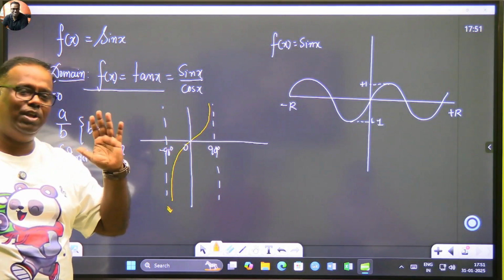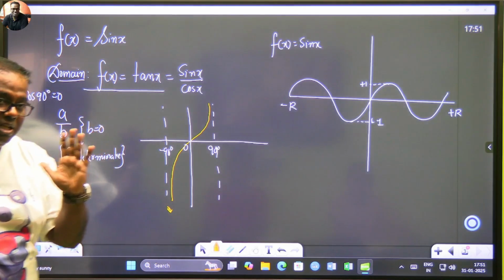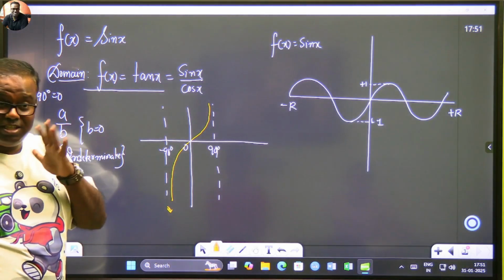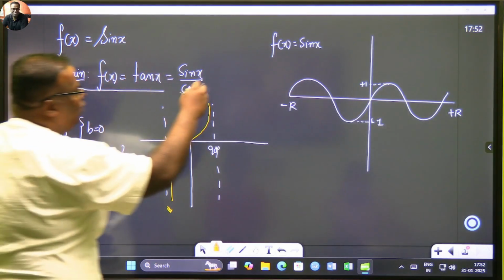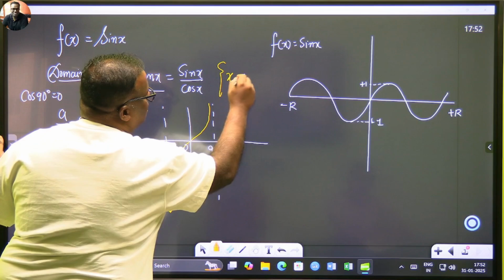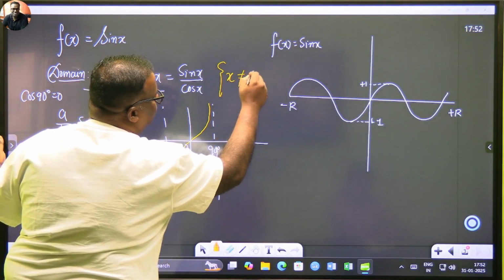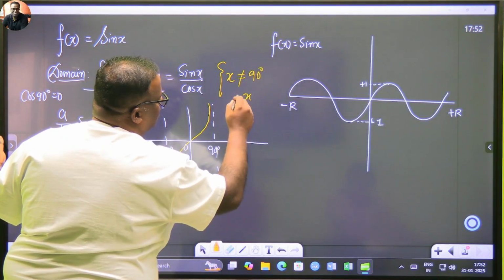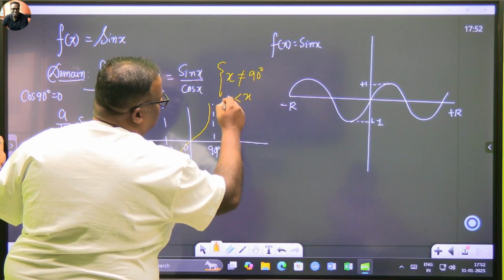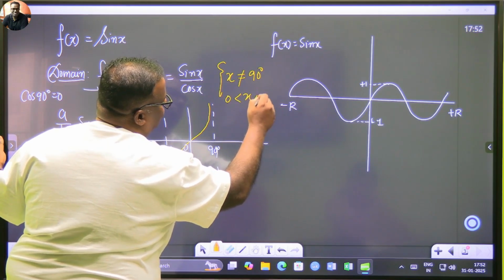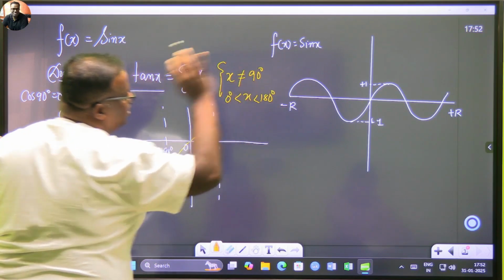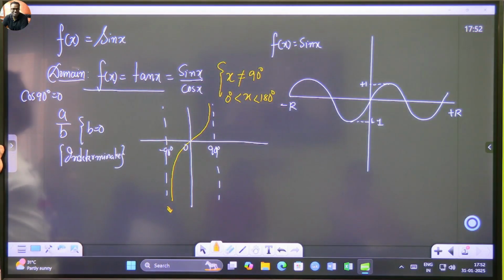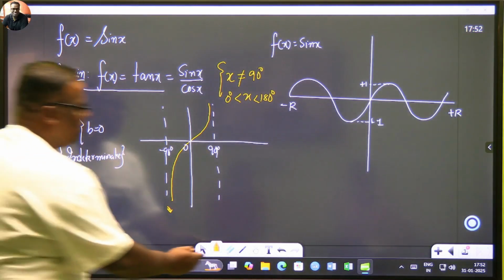Is tan a defined function? Yes, tan is a defined function. But is there a restriction criteria in the domain? Yes, there is a restriction criteria in the domain. So when I define the tan function, I will always say x not equal to what? 90 degrees, for x belonging to, say, 0 to 180 degrees. In this range, you give any value for x, but don't take the value of 90 degrees. Then this becomes undefined.